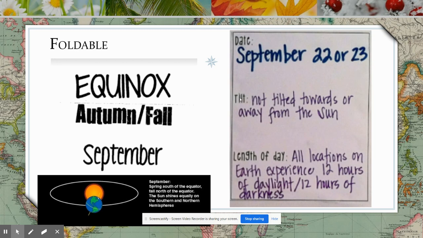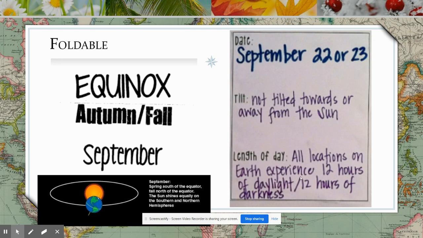The tilt during the fall equinox is not tilted towards or away from the sun. It is in the middle. You can see here the axis of the earth tilted. It's not tilted away or towards, it's in the middle, which is why we experience those middle level temperatures at the autumn equinox. Length of day.